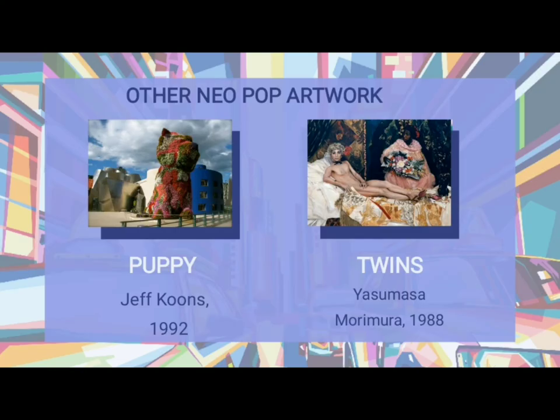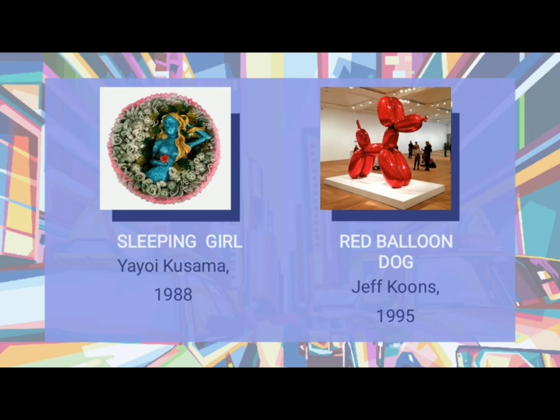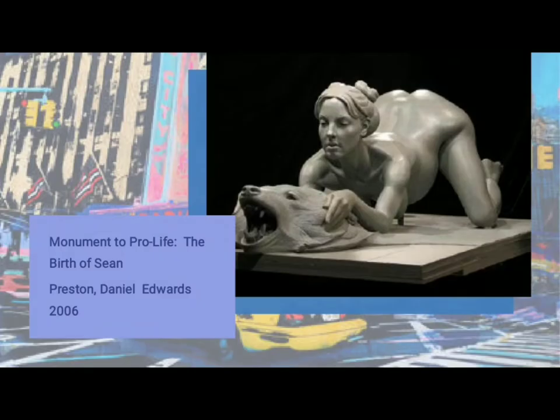Other neo-pop artwork. Poppy by Jeff Koons, 1992. Twins by Yasumasa Morimura, 1988. Sleeping Girl, Yayoi Kusama, 1988. Red Balloon Dog by Jeff Koons, 1995. And Monument to Pro-Life, The Birth of Sean Preston, Daniel Edwards, 2006.